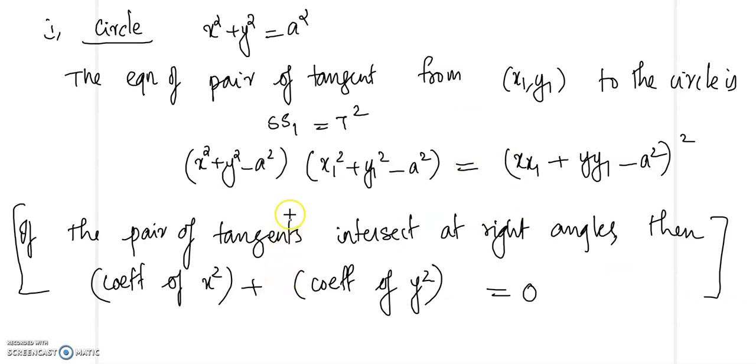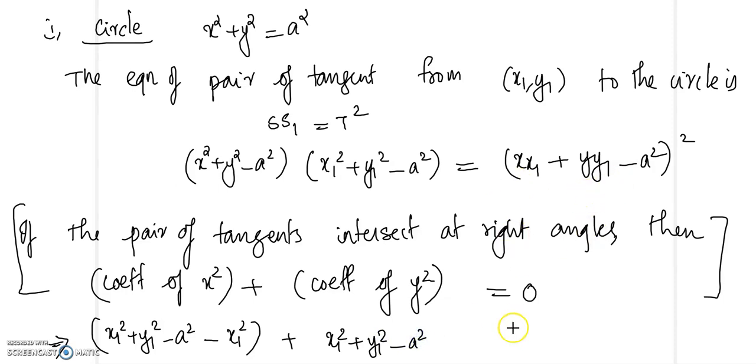Now let us look for the coefficient of x square and y square. The coefficient of x square will be x1 square plus y1 square minus a square, and here you have minus x1 square, that is the coefficient of x square, plus the coefficient of y square, which is again x1 square plus y1 square minus a square minus y1 square. So that will be equal to 0.